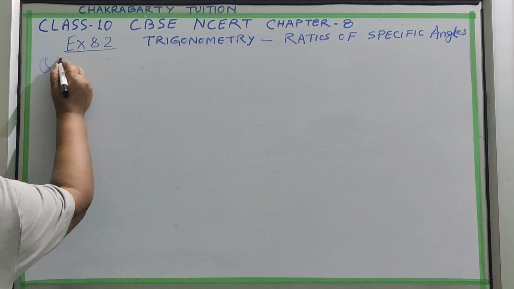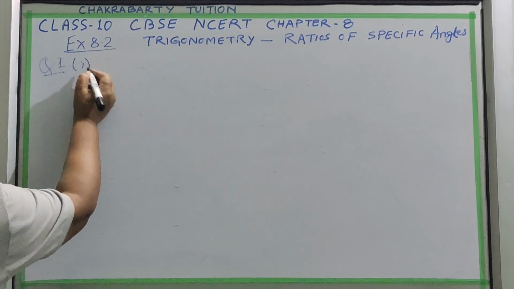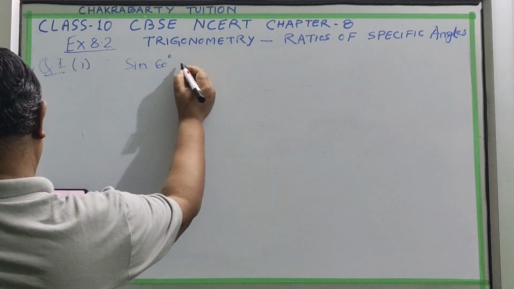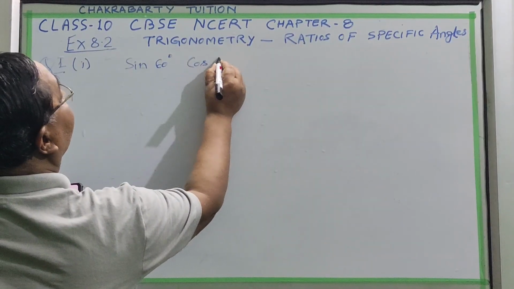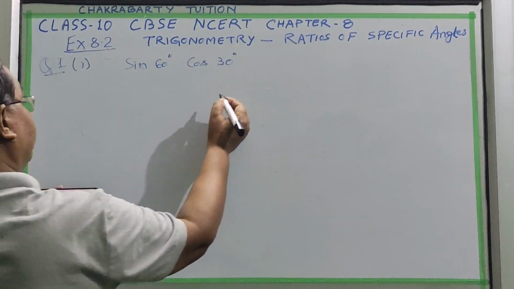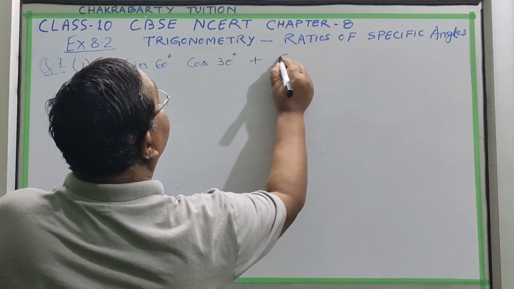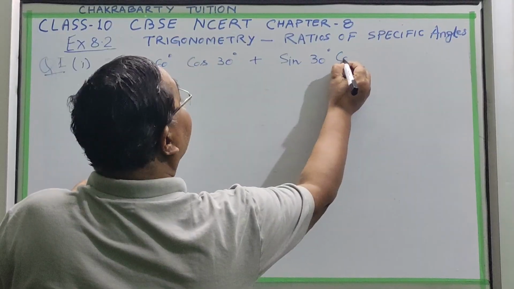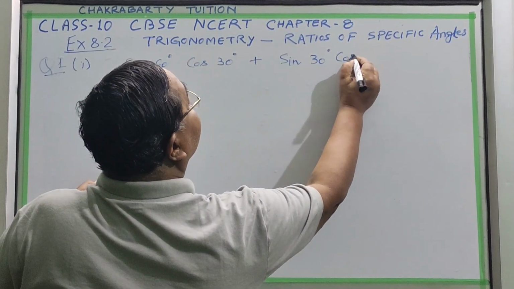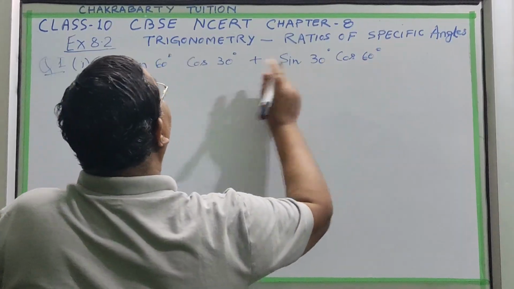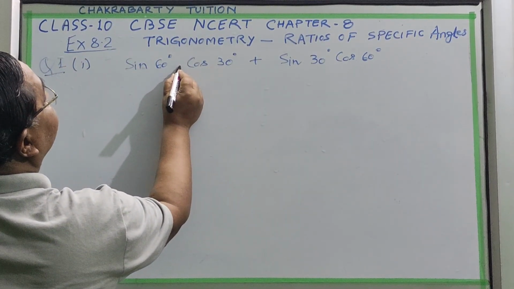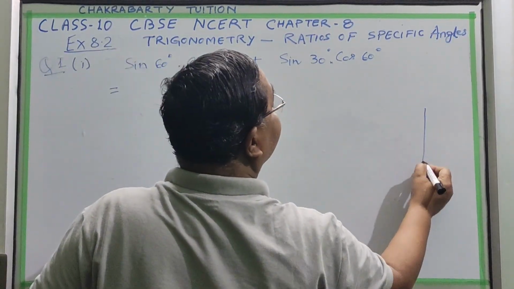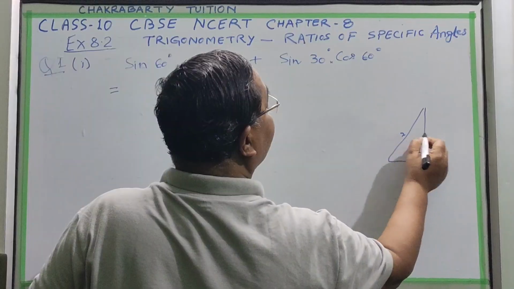Now question number 1, part 1. Here it is written sine 60 degree cos 30 degree plus sine 30 degree and cos 60 degree. This you have to solve. Here nothing is there, means the multiply sign is hidden. So again that diagram we will use: 1, 2 and under root 3.